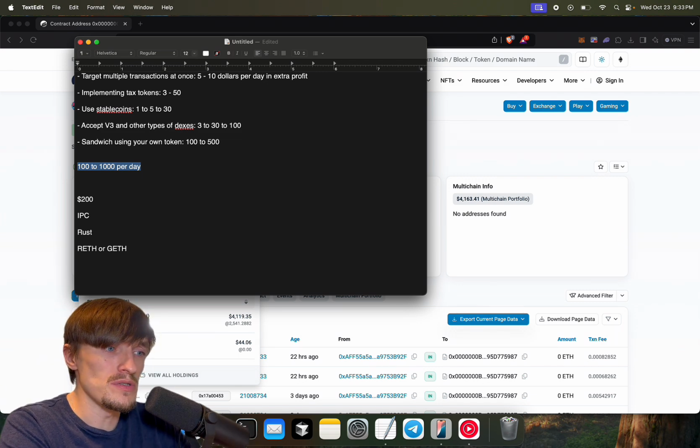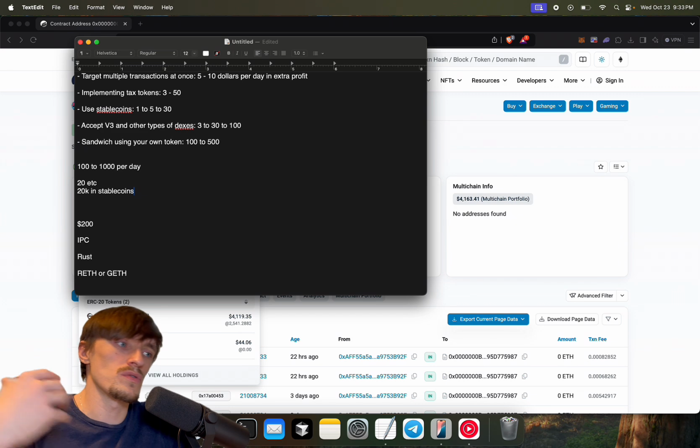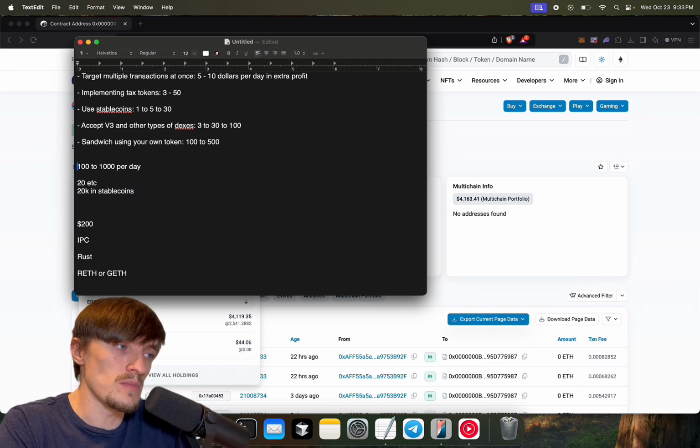Especially if you increase your deposits. If you deposit, like, let's say 20 Ether and 20,000 in stable coins, that allows us to target more tokens, make more transactions, and make a lot more money.